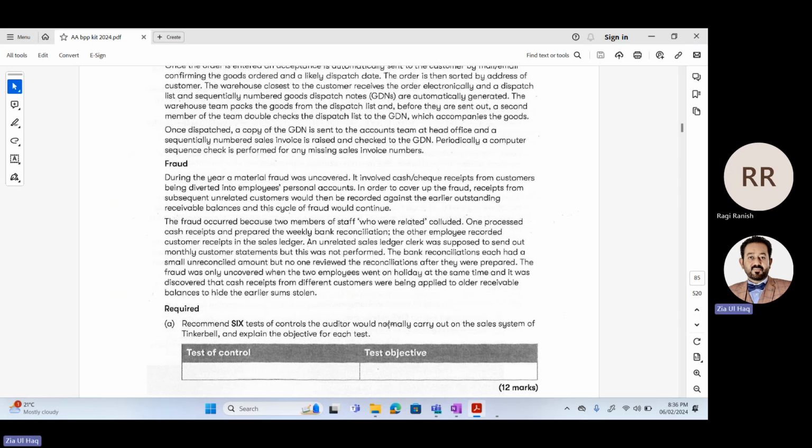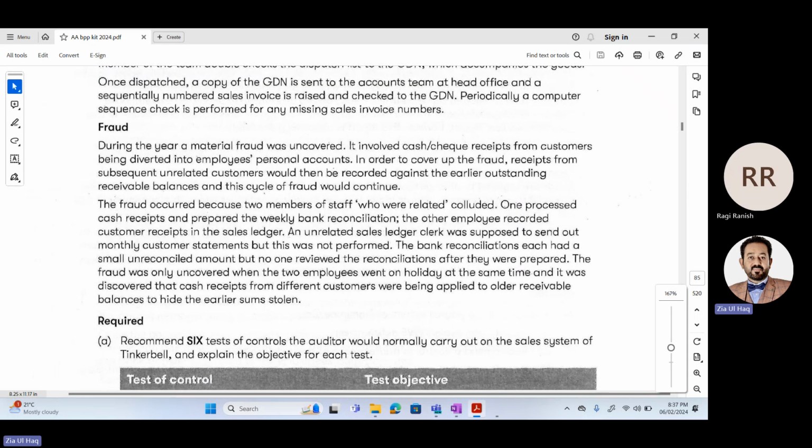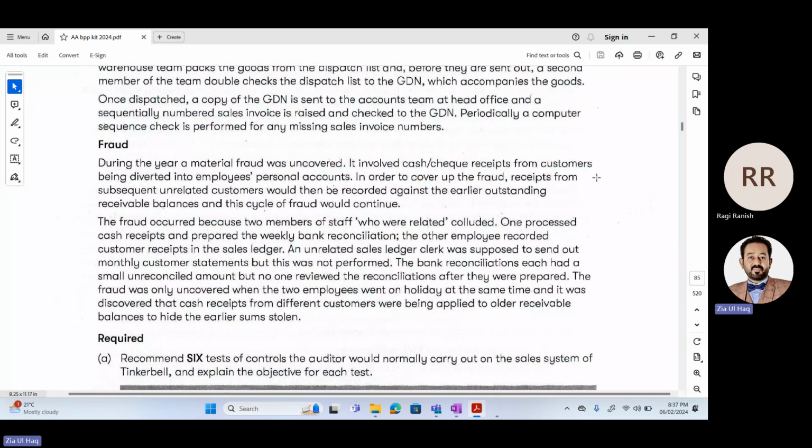6 tests of control the auditor would normally carry out on the sales system of Tinkerbell, and explain the objective for each test. It means what we are going to check from this test of control, what we are ensuring, we need to write down that objective separately. In the previous question, we wrote down the test of control along with the objective, meaning why we are comparing this, why we are observing this. Now we need to write down the test of control separately and its objective separately, regarding all the controls that are in place for this company in the scenario. So let's cover.